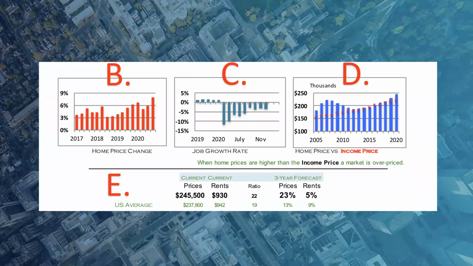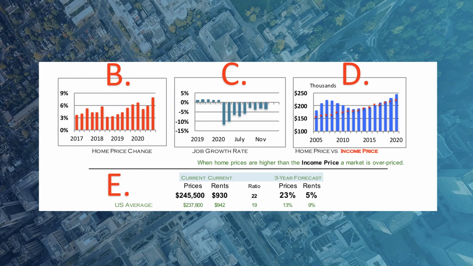Chart C shows the annual rate at which jobs have increased in the last few years. It's an indicator of future demand for housing. If job growth is weak, the risk of investing is higher. Right now, the pandemic has overwhelmed this indicator, which is negative in almost all markets, but it does show how fast the local recovery is proceeding.